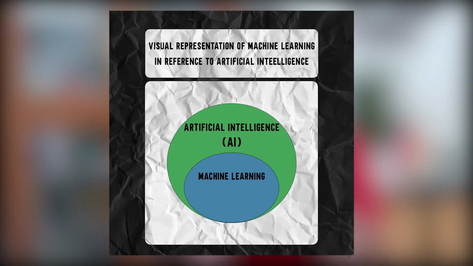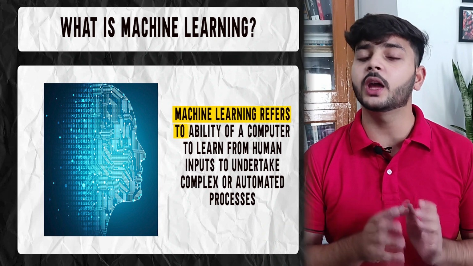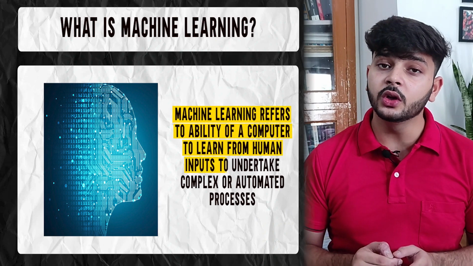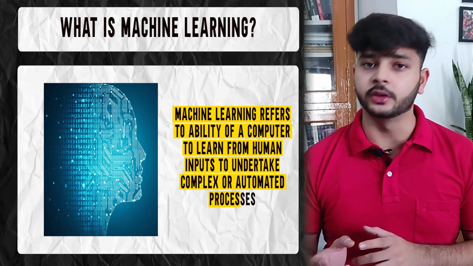So now that we understand what AI is, let's head over to the next part, which is how does an AI work? First of all, what we are shown today as AI are not actually a complete AI. These are machine learning tools. And machine learning is a part of artificial intelligence but not an artificial intelligence itself. Now, machine learning refers to the ability of a computer to learn from human inputs to undertake complex or automated processes. For example, if we take example of ChatGPT, it can only do certain things and it can only do those certain things that it is trained for. It cannot learn something new on its own. And that's a must criteria for a complete and actual AI.